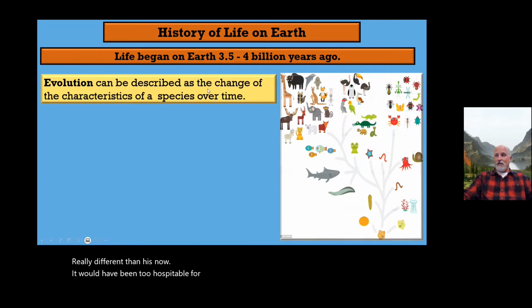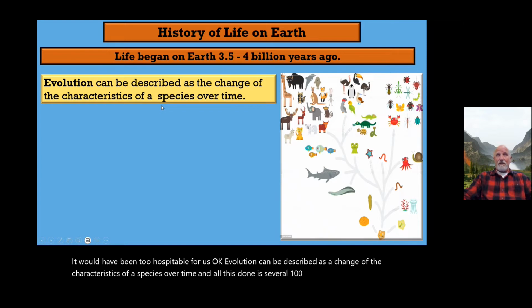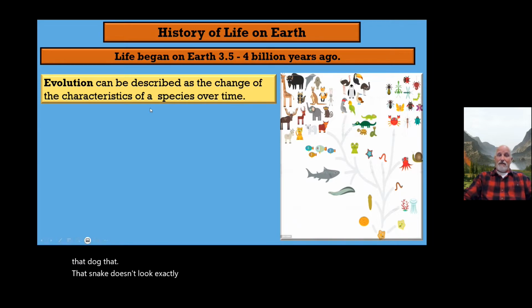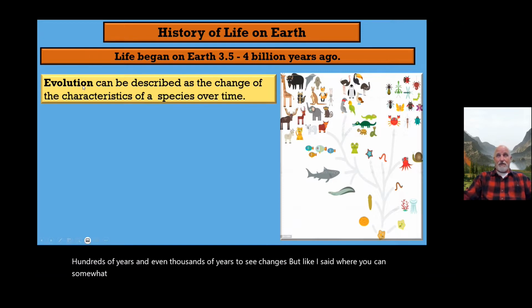Evolution can be described as a change of the characteristics of a species over time. All that's done is several hundred years ago, that horse, that dog, that snake doesn't look exactly like it did back then. Now the thing with evolution is it takes hundreds and even thousands of years to see changes. But where you can somewhat see evolutionary type things take place is where we do our selective breeding to keep traits the same in certain species.